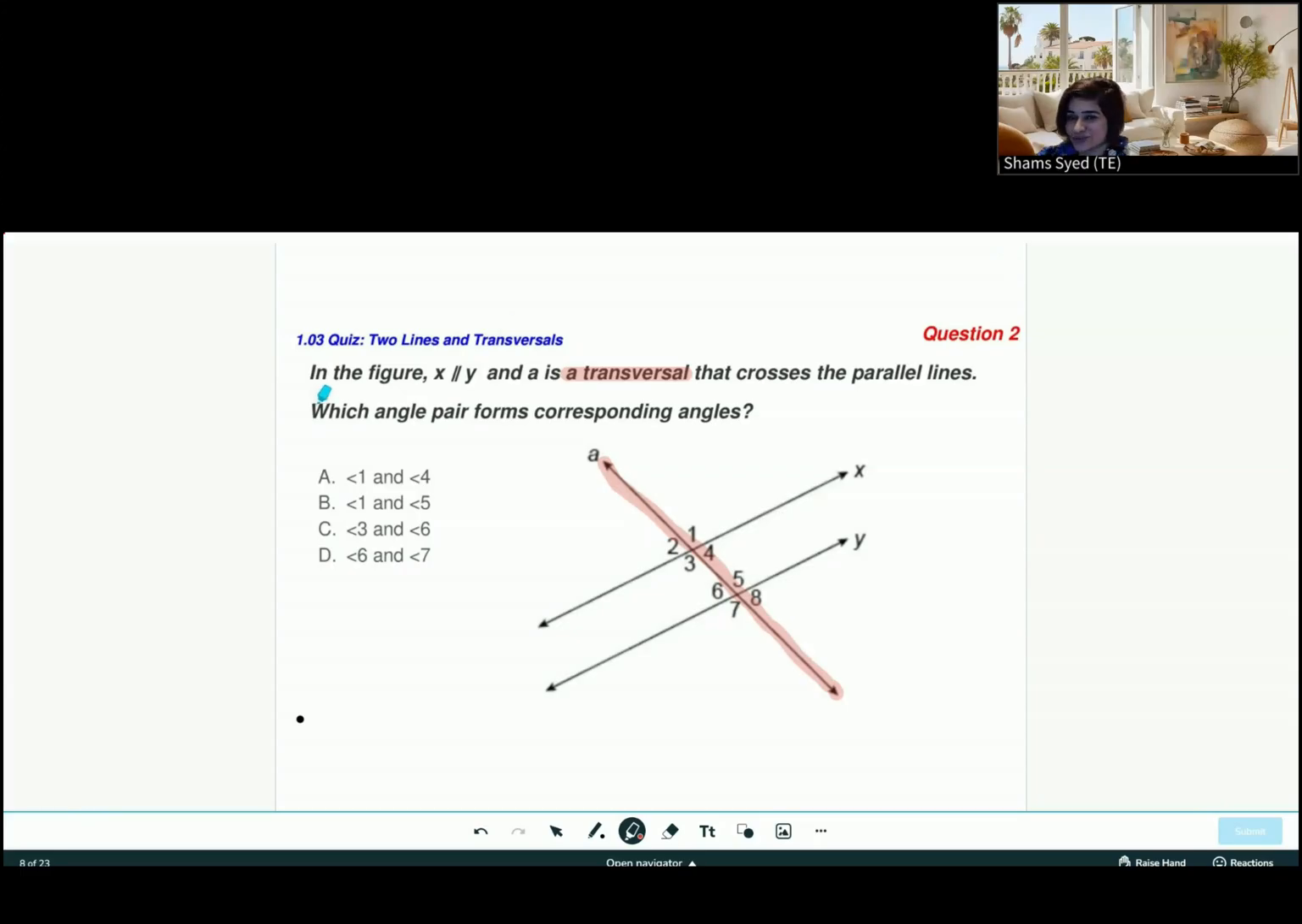Now your task is to find which angle pair forms corresponding angles. Corresponding means same side, right? Gotta be same side. If you just joined class and do not know what I am talking about, read my slides so you will know. I'm talking about the 1.03 quiz, named Two Lines and Transversal. I am on question 2.